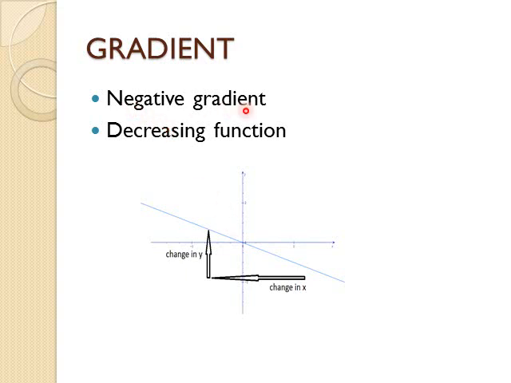Right, we also have a negative gradient, which generally goes from the second quadrant to the fourth quadrant. So as you can see, my change in x is negative, but my change in y is positive. Positive divided by negative will give me a negative gradient. And this is referred to as a decreasing function, meaning as my x values increase, my y values decrease, therefore a decreasing function. They must both decrease, or both increase, for it to be an increasing function.